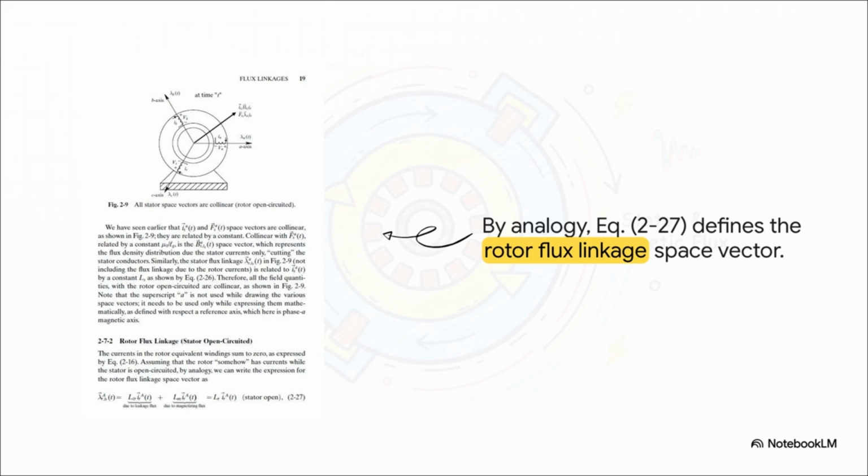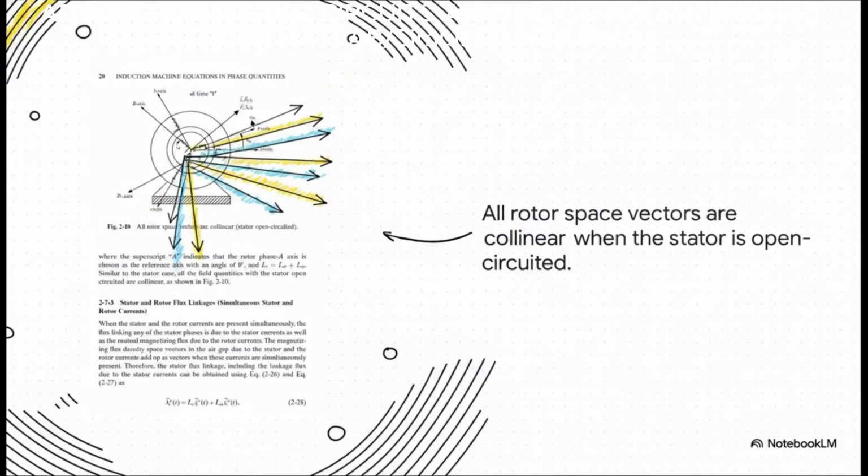It's practically a mirror image of the stator equation. You've got a term for the rotor's own leakage flux and a term for its magnetizing flux. The structure is perfectly symmetrical. Nature loves symmetry, and so do electrical engineers. And just like before, the diagram tells the same clean story, but now from the rotor's point of view. With the stator turned off, all the rotor's important quantities, its current vector, its flux density vector, its flux linkage vector, they're all collinear again, perfectly lined up along the rotor's own axis. Same principle, different part of the machine.